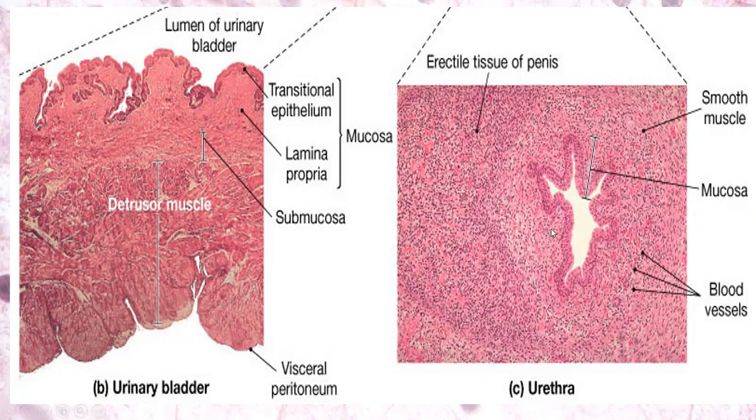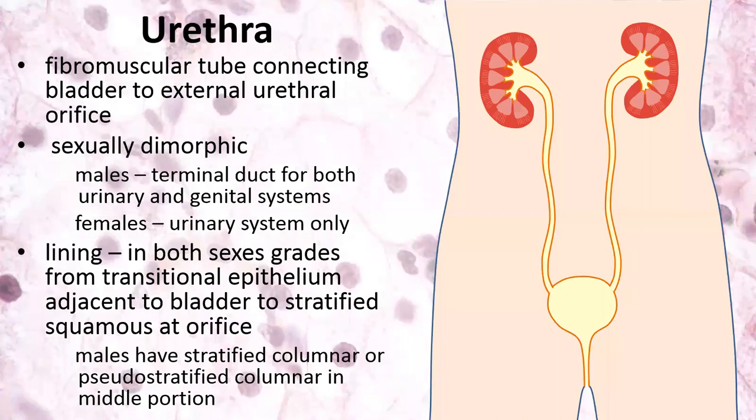and it also has a structure similar to the urinary bladder and ureters. It's a fibromuscular tube which connects the bladder to the external urethral orifice, but it's sexually dimorphic. In males, it's also an organ of the male reproductive system, and it is the way of spermatozoa to the outer environment. In females, it's a shorter tube, it's wider, and it's an organ of the urinary system only.